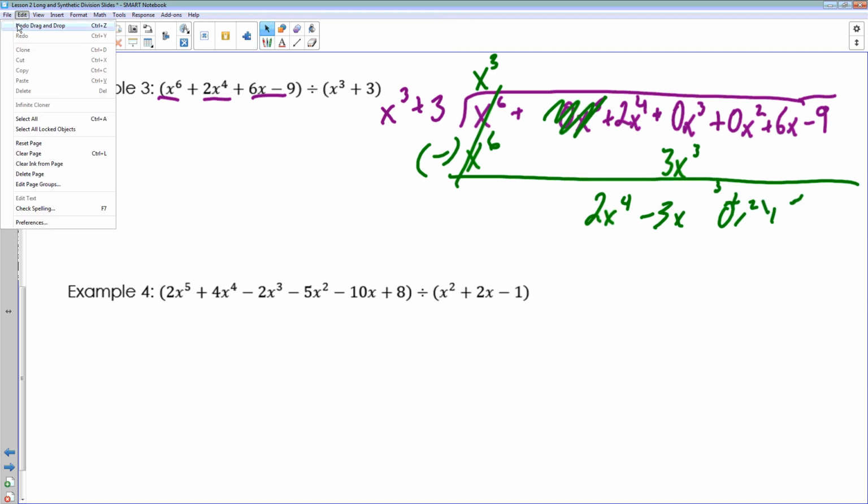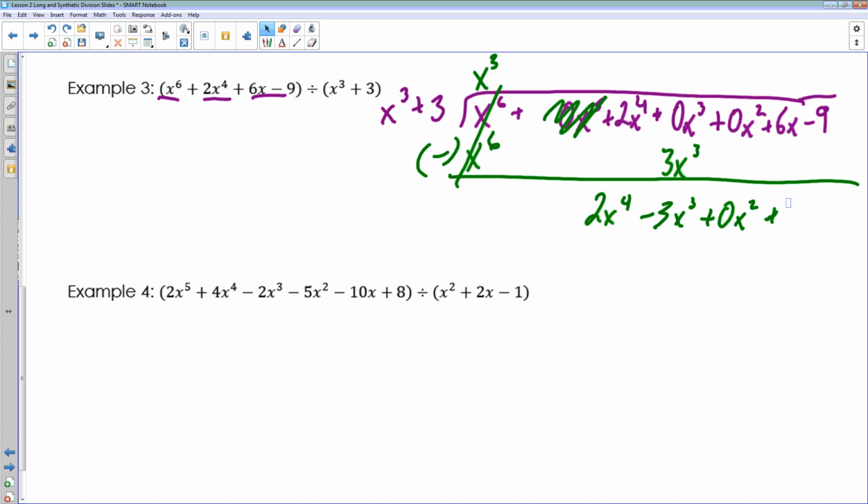So 6x minus 9. And then we do it all over again. So how many times does x cubed go into 2x to the 4th? Well, it goes in 2x times, right? Because 2x times x cubed gets me 2x to the 4th, and 2x times 3 gets me 6x. So that 6x goes over here.